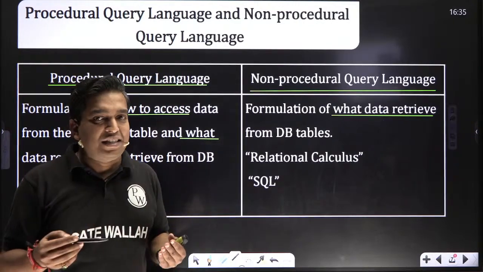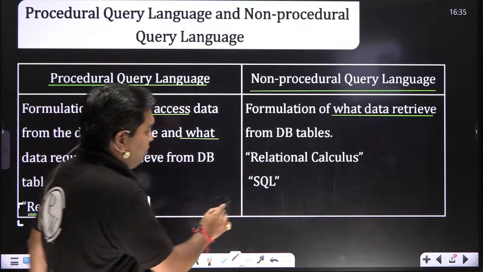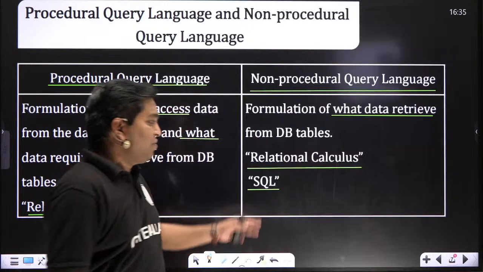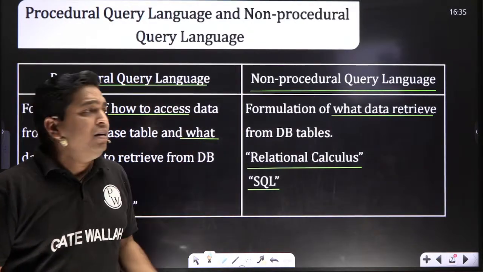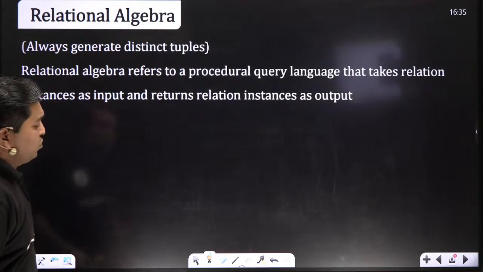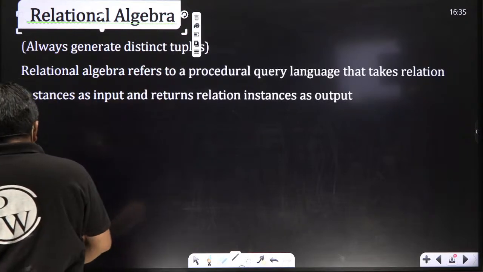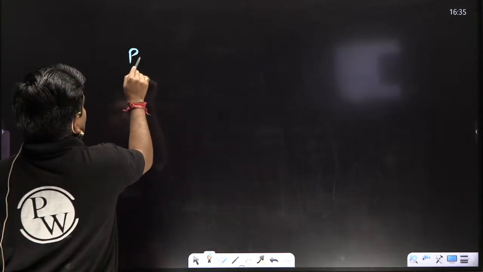Getting my point? In this we discuss relational algebra. Here we discuss SQL and TRC, DRC. Right now DRC is not in the syllabus. That's why we mention TRC. So there are two types of query language, procedural and non-procedural. So first of all, we are going to start procedural query language.